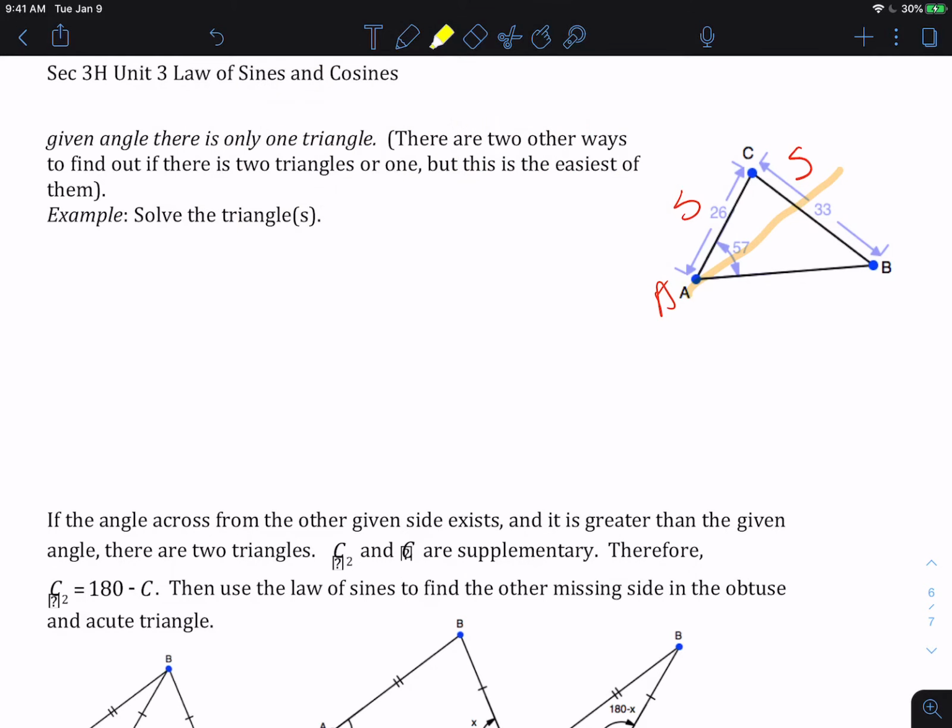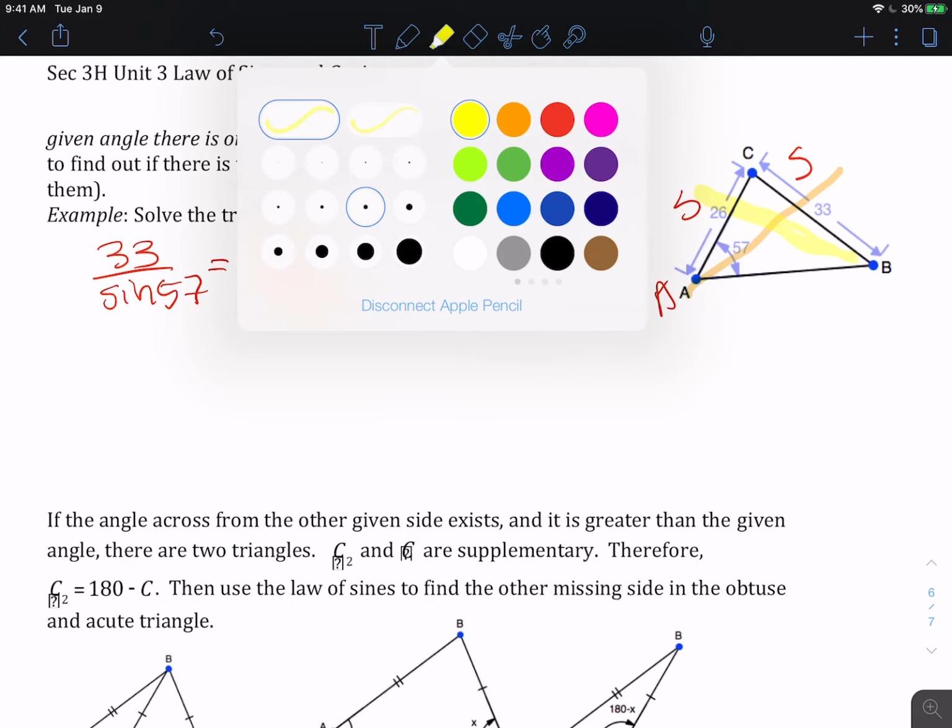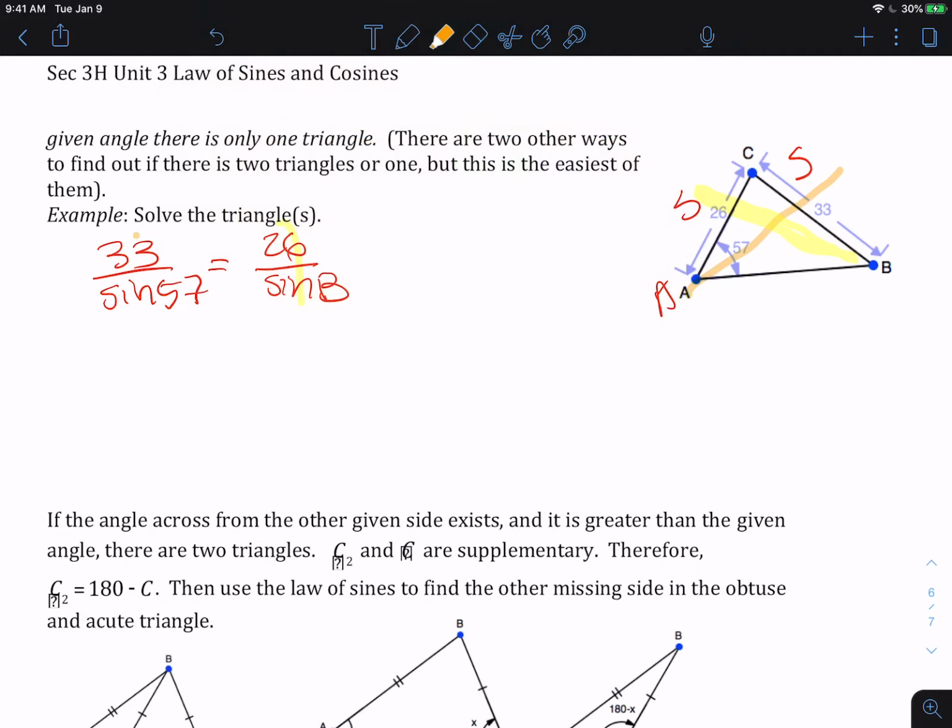Remember, that is the important part of law of sines: the side and angle across from each other, and another side and angle across from each other. So we have a side and angle across from each other, so I'm going to set it up. I do 33 over sine 57 equals 26 over sine B. So those match, just so you can visually see.